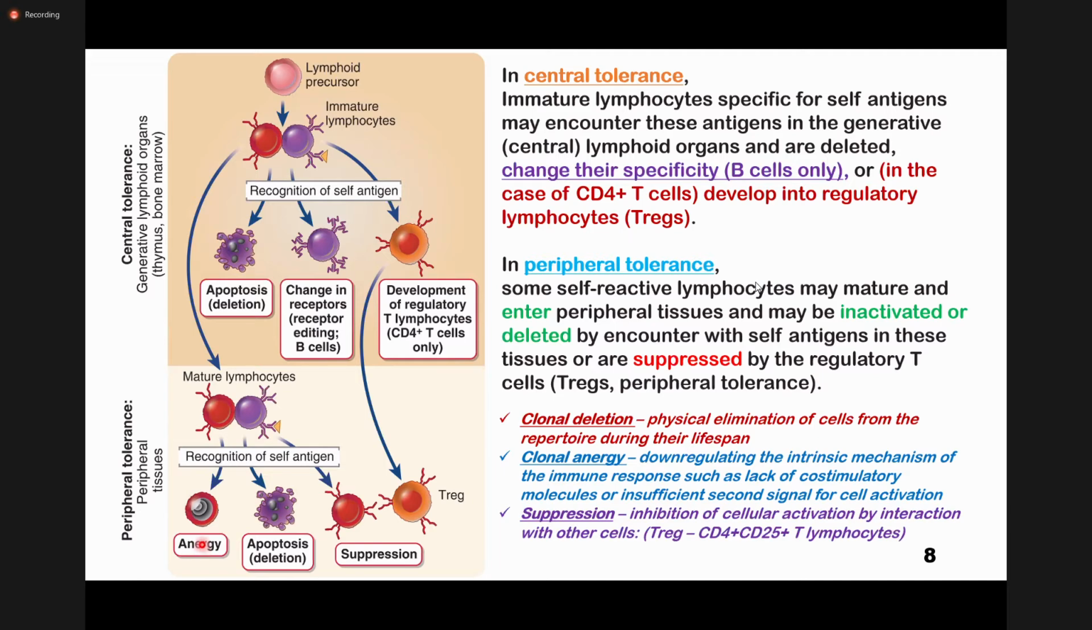Number two is the same as in central tolerance. They have deletion or apoptosis, also called negative selection. It will just delete. And there is another one, the suppression, regulated by T regulatory lymphocytes. So there are three in each. In central tolerance: deletion, editing, and T regulatory lymphocytes. And in peripheral tolerance: anergy, apoptosis or deletion, and suppression. If we go on to the next slides, we look into each again.